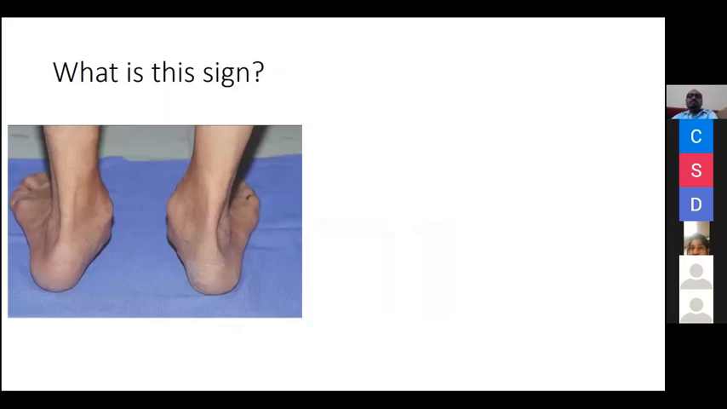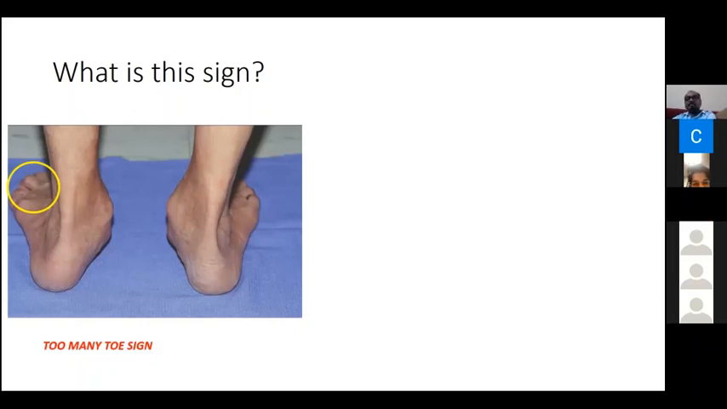Now, more exam related, what is the sign called? Too many toes. Too many toes sign. Okay. What are the conditions when it is seen? Now this is one of the commonest questions. I think you have got it in your DNB questions.